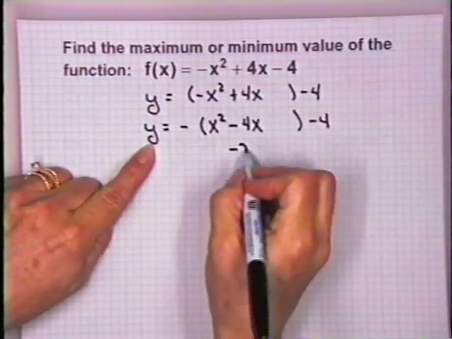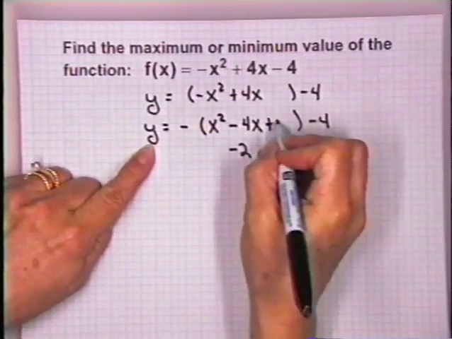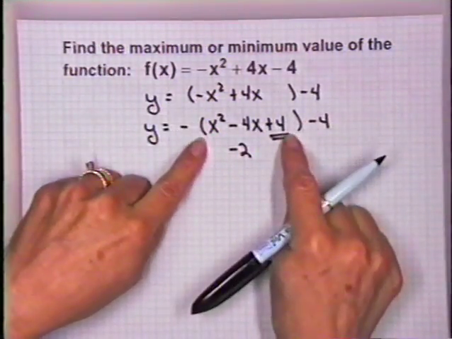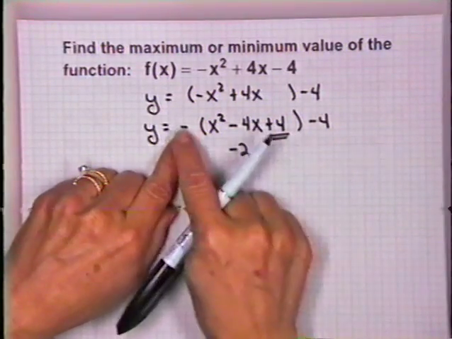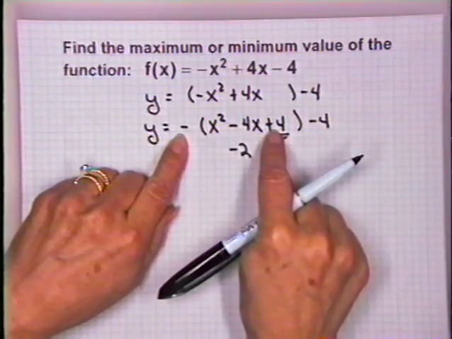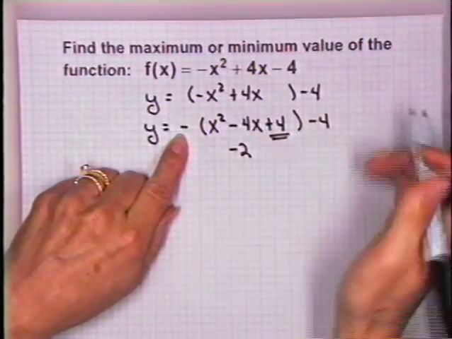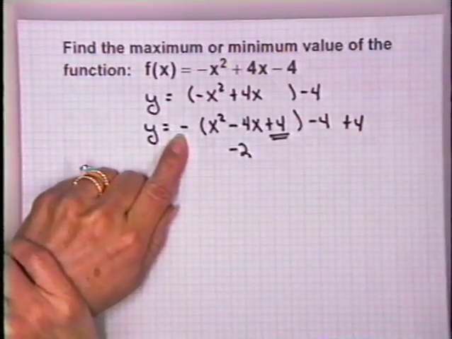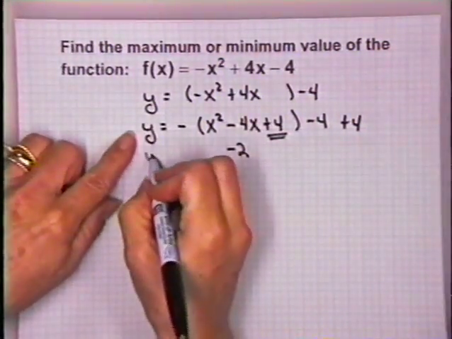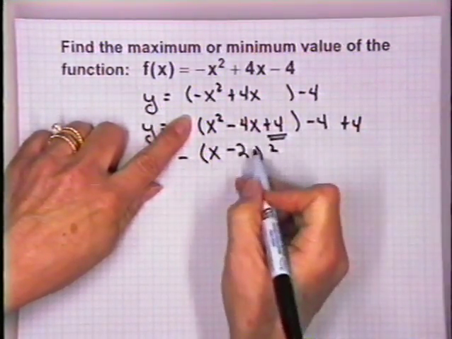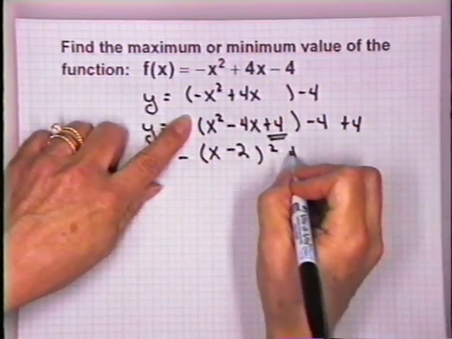Half of negative 4 is negative 2. If we square negative 2, we get a plus 4. Now be careful here. This 4 inside my parentheses is times this negative 1. If I remove parentheses, I have minus x squared plus 4x. This is a minus 4. I need plus 4 to make that a 0, and this minus 4 is the minus 4 that's up there. Now look at that and make sure you see all of this, okay? Let's bring down our negative. This should be x minus 2 squared. Check it out. And minus 4 plus 4 is 0.